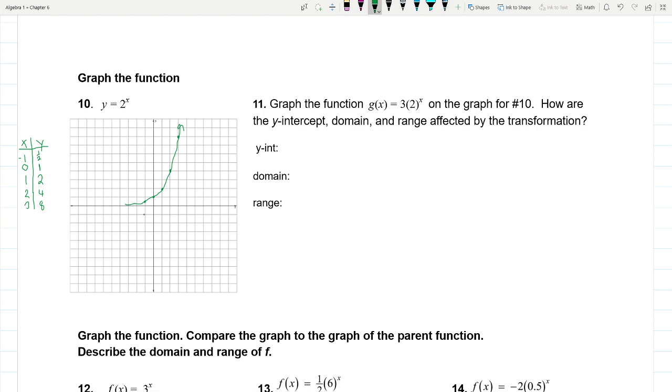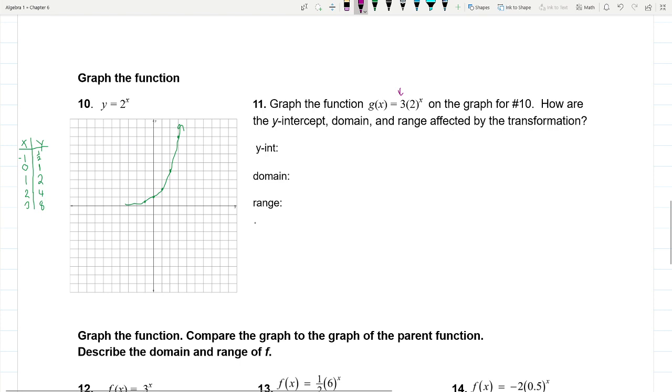All right. Number 11 asks us to graph the function g of x equals 3 times 2^x on the graph for number 10. How are the y-intercept, domain, and range affected by the transformation? The big change here that is different from number 10 is that we have this 3. And so the question is how does that 3 change things?